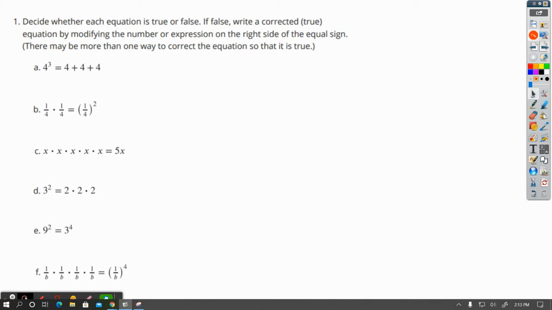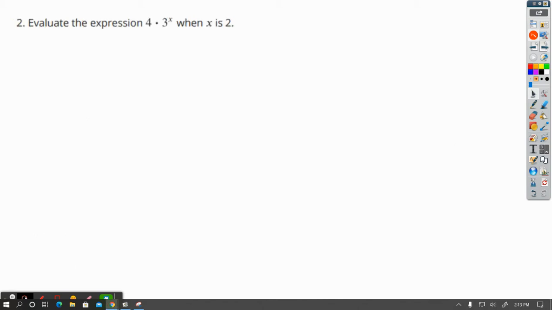Number 2, it's asking you to evaluate the expression. Anytime you're asked to evaluate an expression for a given value, you just plug it into the equation. So we have 4 times 3 to the power of x. Instead of x, I'm going to put 2. And then you just solve it from there. 3 squared is 9, so I have 4 times 9. 4 times 9 is 36. So that is your answer.